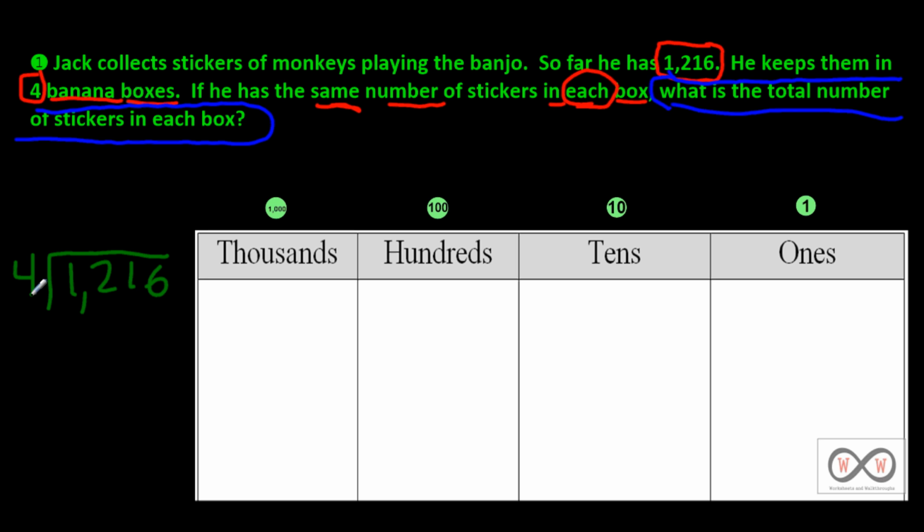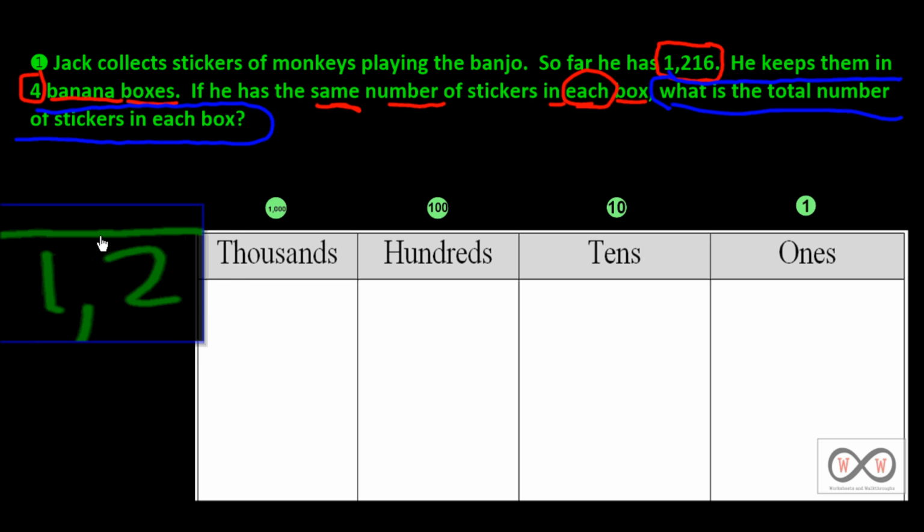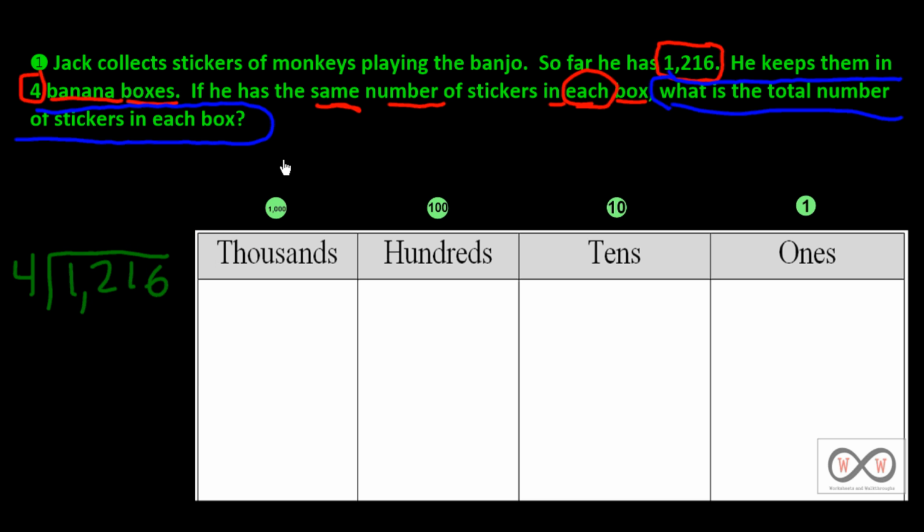And then you might go ahead and think, gee, I can see that there are 12 hundreds here. We have 12 hundreds, you can see that. And we know that 12 divided by 4 is 3, if you're thinking that. Good for you. So 1,216 is about 1,200. So 1,200 divided by 4 would probably equal 3 or 300s. So that's a good way to estimate. So we can expect our quotient to be somewhere around 300.